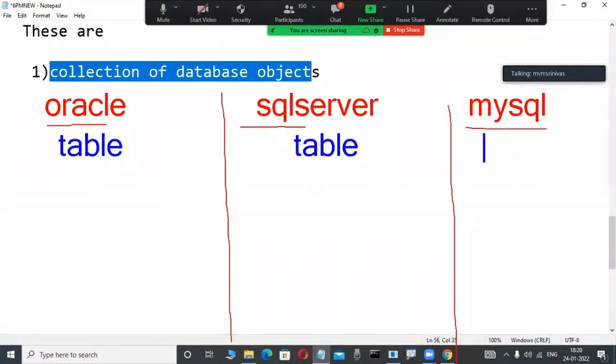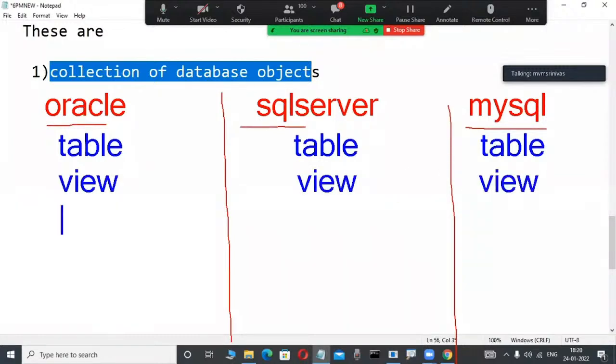Here also a table is there. In MySQL also a table is there. Same. Again, here a view is a database object. Some purpose is there. Again, here also which one is there? View is there. Here also view is there. View is a database object.